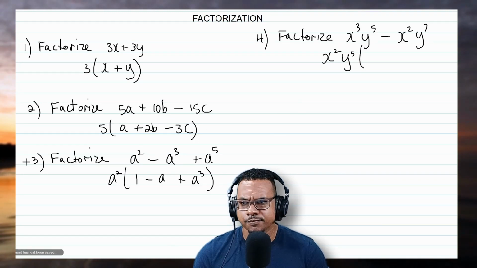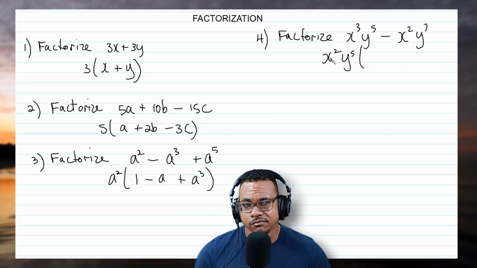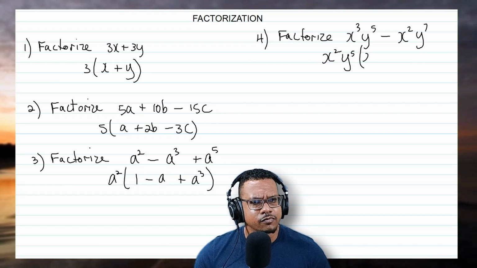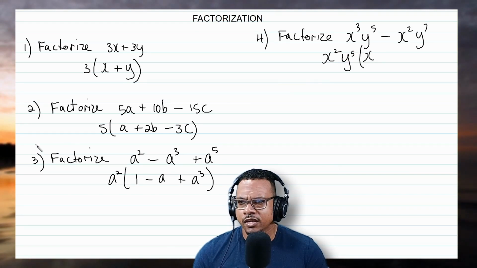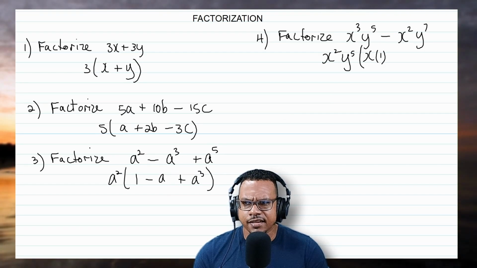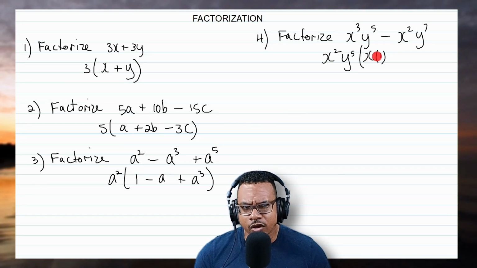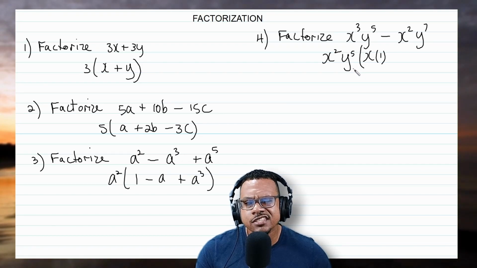So open brackets. Now when I divide x cubed with x squared, I'm subtracting the powers. So I get x to the power 1, which is just x. And then I'm going to divide y to the power 5 with y to the power 5, which will give you 1. Now, what I'm going to do with that 1 is place it here. And that means x multiplied by 1, which will just give you back x. So therefore, there's no reason to write the 1, because it's just going to give back x.